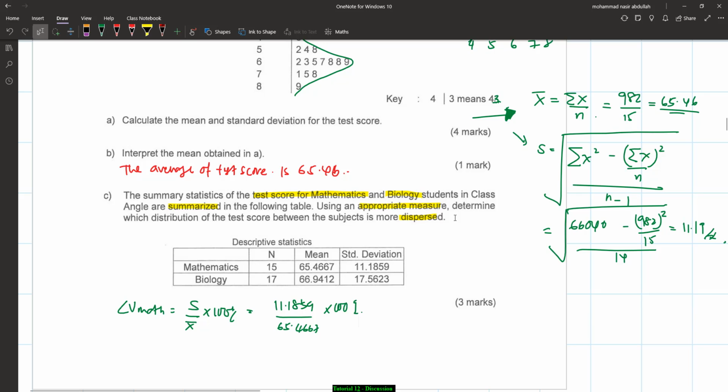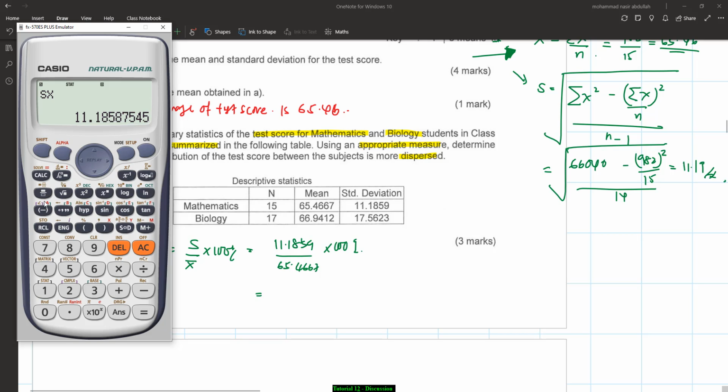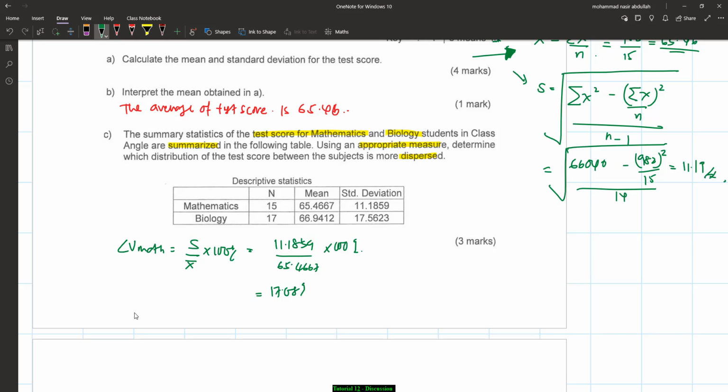The question has already given the mean and standard deviation; below it the answers are given. So this should be equal to 11.1859 divided by 65.4667 multiplied by 100%. So this should be 17.08%.